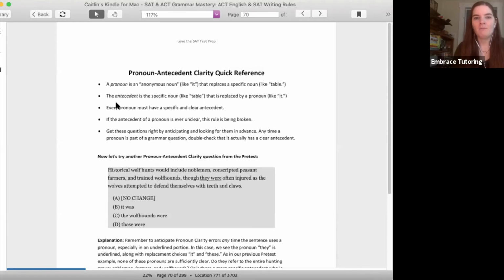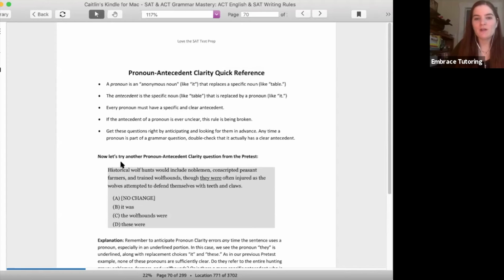Okay. The antecedent is referring to a specific noun. It's the noun in particular that is replaced by the pronoun, so the pronoun refers back to that noun. Every pronoun has to have a specific and clear antecedent. That's very true. If the antecedent of a pronoun is ever unclear, then the rule is being broken. If you're not sure what the antecedent is, chances are the rule is being broken. Or if you're not sure what they're talking about, chances are the rule is being broken.